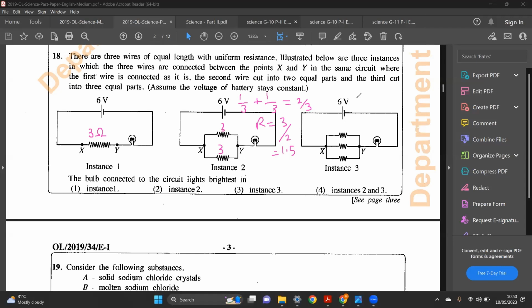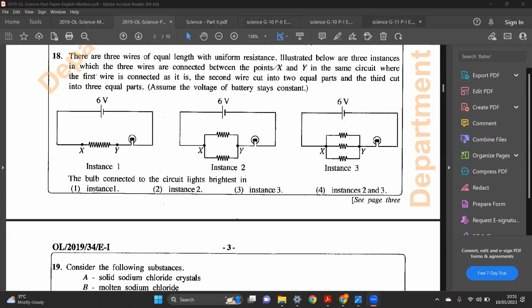If you look at the next one, again, let's say 3, 3, 3, then 1 over 3, 1 over 3, and 1 over 3. It will be 3 over 3. If you simplify again, 1 over 1. So R is 1. You can see that the smallest resistance is there in the third instance. Therefore, the third instance only is going to show the brightest bulb. So that is option number 3.